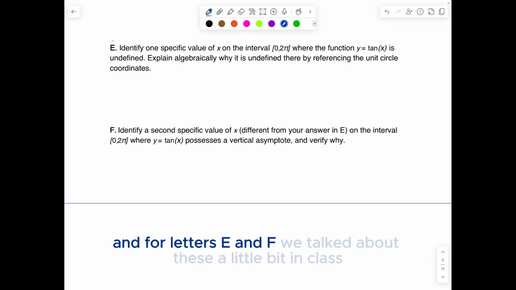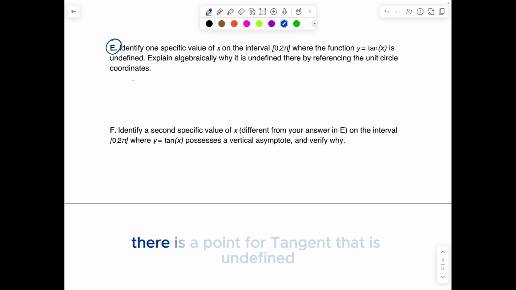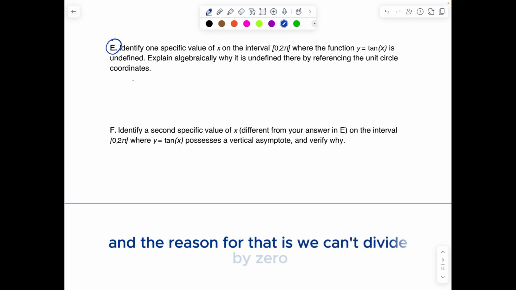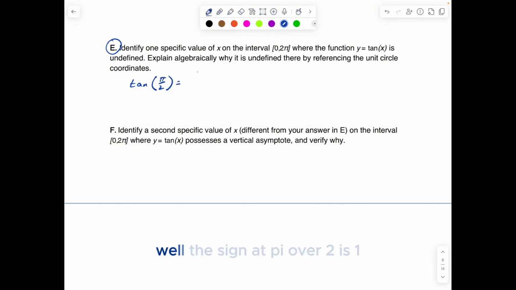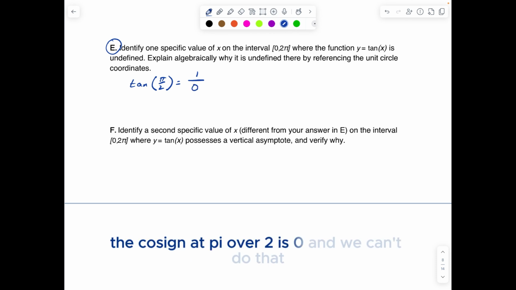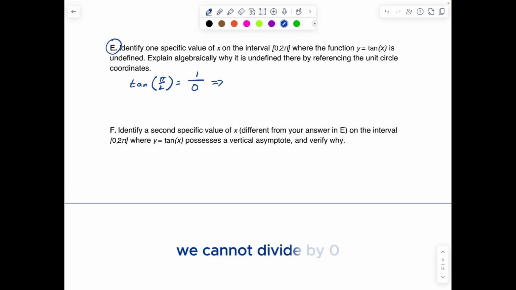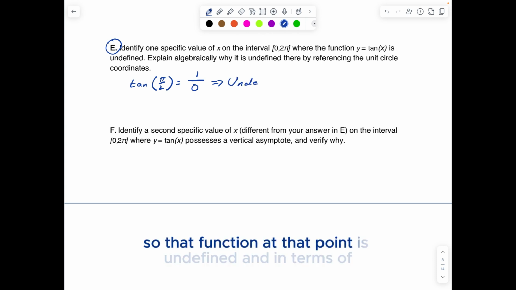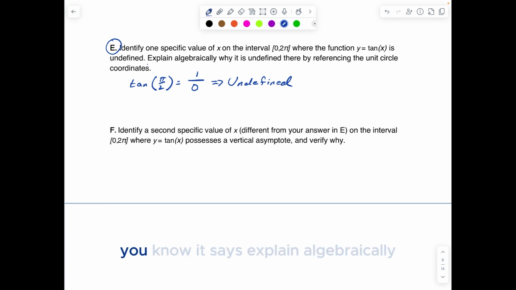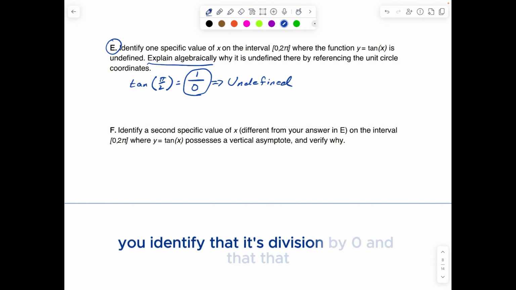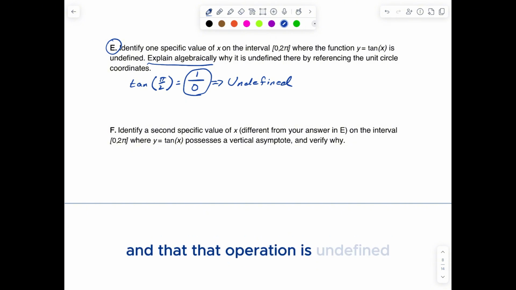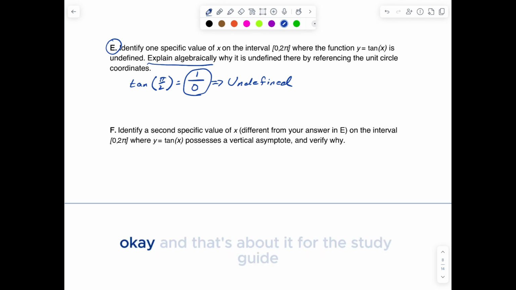And for letters E and F, we talked about these a little bit in class. There is a point for tangent that is undefined, and the reason for that is we can't divide by 0. For example, if you looked at the tangent at pi over 2, the sine at pi over 2 is 1, the cosine at pi over 2 is 0, and we can't do that. We cannot divide by 0, so that function at that point is undefined. It says explain algebraically, and this is the explanation algebraically. You identify that it's division by 0 and that operation is undefined. You've explained it algebraically.